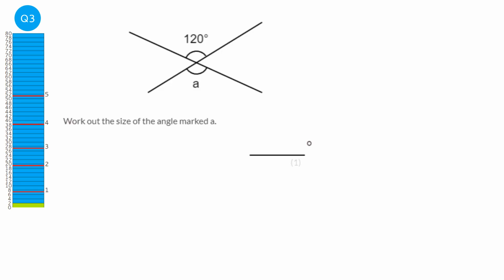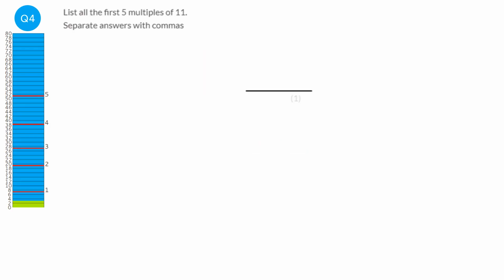Whenever you have this situation where you've got two lines intersecting or hitting each other, the two angles that are created either side of the line are always going to be equal, and we call these vertically opposite angles. So A is going to equal 120 degrees. You'll normally also need to write down the fact that they are vertically opposite angles.